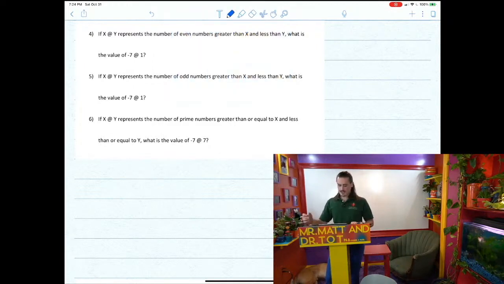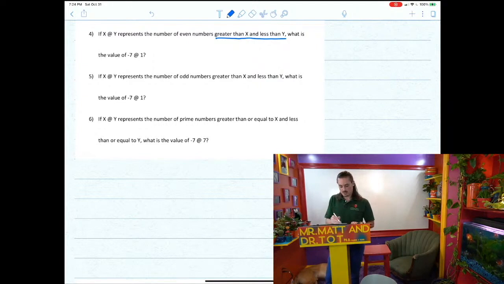Okay, let's look at number 4. If x at sign y represents the number of even numbers greater than x and less than y, what is the value of -7 at sign +1? So we're greater than the left and less than the y, exclusive on both the minimum and maximum points of the domain.